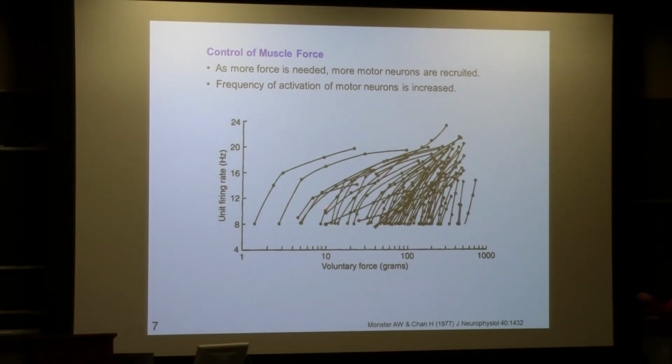So you're getting two things as you're increasing the force that you're producing. The motor neurons that were activated early, they are increasing their firing rate. And then as the need for force increases, new motor neurons join the process of generating those action potentials. So you get both recruitment of the motor units and increased activity in the motor unit that was already activated. So as more force is needed, more motor neurons are recruited, and the frequency of activation of motor neurons is increased.